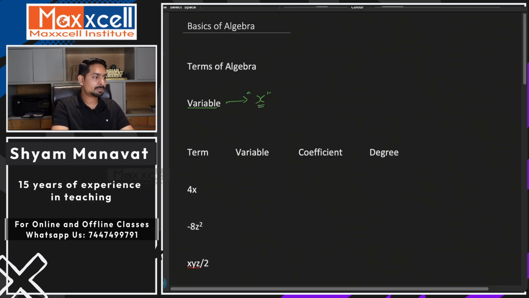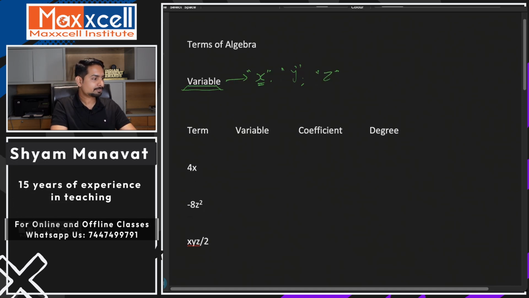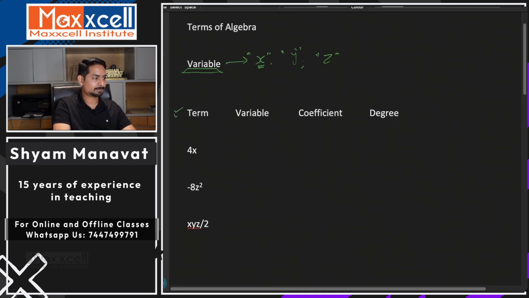Like we assume x, y, z, so you must have seen these kinds of alphabets which we take as a variable to assume certain things in the question, right? You will also find a lot of equations which are made out of x, y, z. Now variable, let me repeat this, variable is what? Which value can vary.